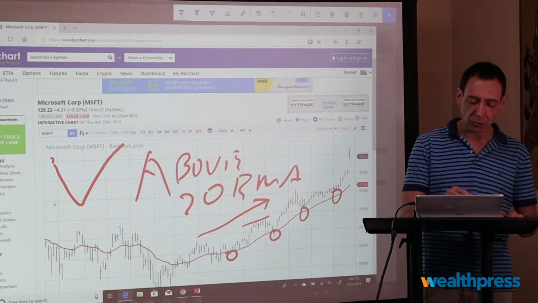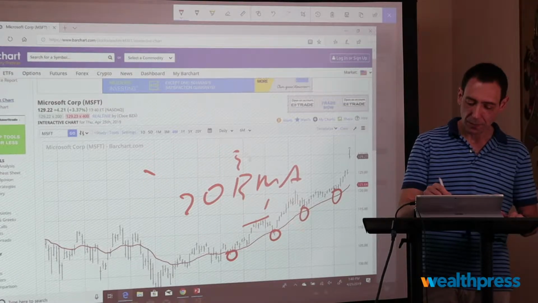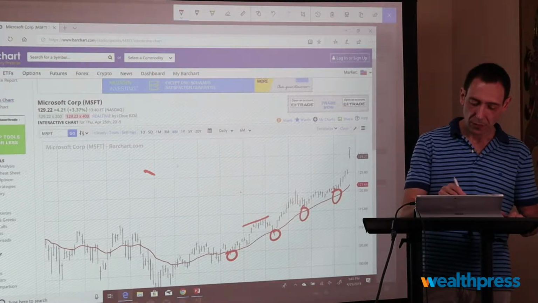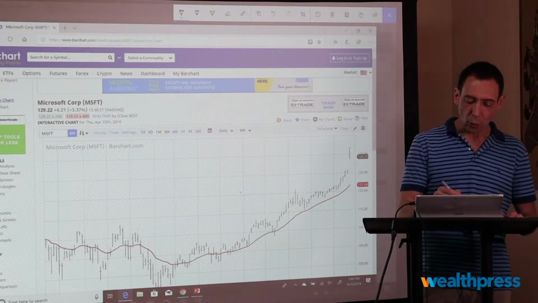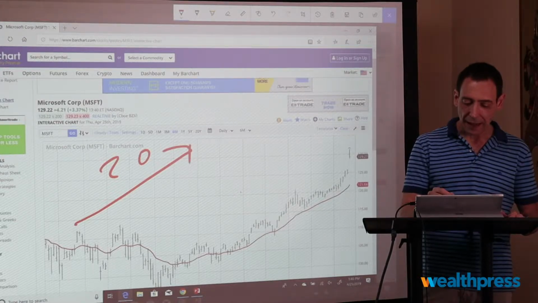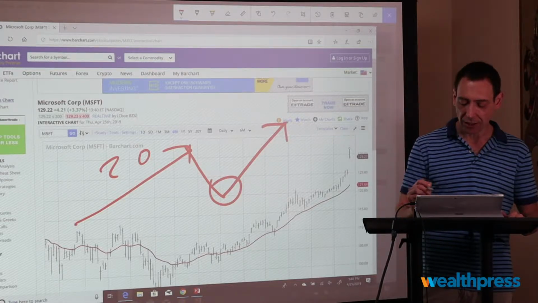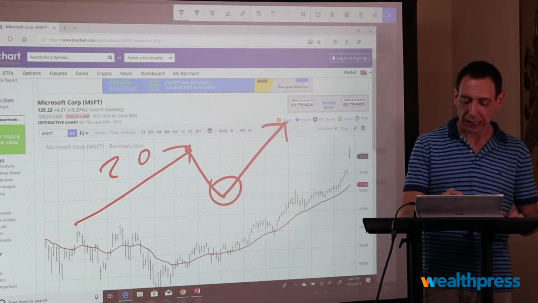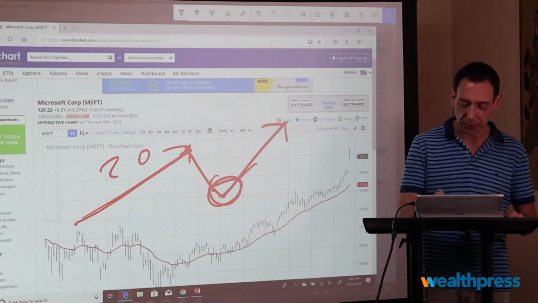Let me just do the whole thing over again so it makes more sense. This way it won't confuse you. We're waiting for price to rally above the 20-day, all right? And then we're waiting for it to pull back and then trade higher. And that's our entry zone. The nexus between this line and this line, the long-term and the short-term trend, is a low-risk entry opportunity.